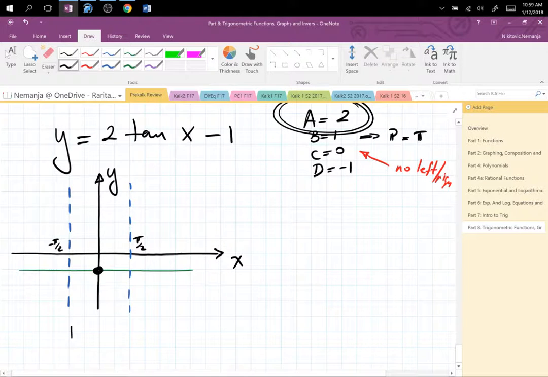So you just put a standard tangent function through it, and whenever this big curvature happens here, you will put the curvature there.